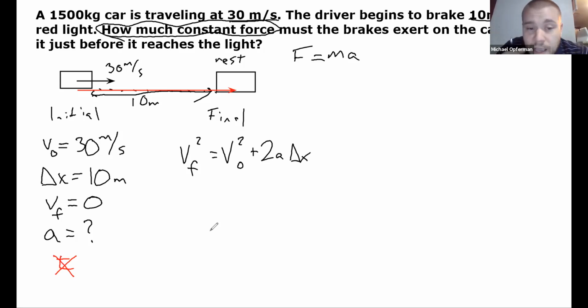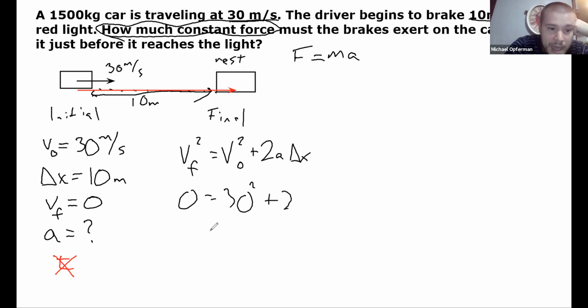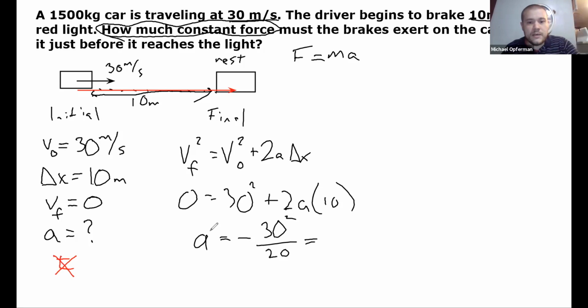And once again, a lot of students act like this is the hard part of the problem. This is the part where I switch my brain off, because at this point I can just sit here and daydream, and I'm just copying numbers from one column to another, because I already have everything organized on the left. I've got VF, that's 0, VO, that's 30, 2A, that's my unknown, delta X, that's 10. Okay, so that means A equals minus 30 squared over 20, which is 30 squared divided by 20, 45.